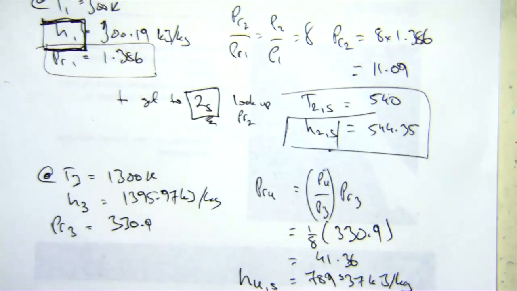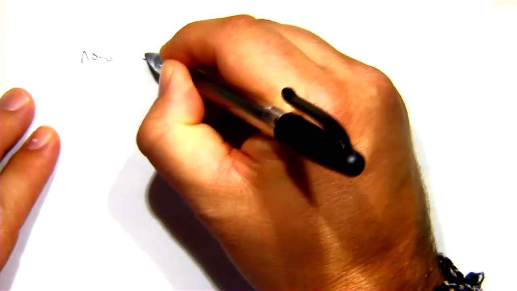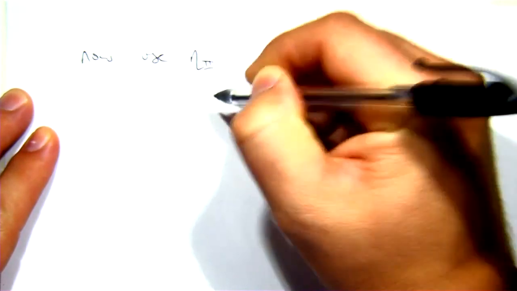If I want to get to the back work, if I want to get to anything actual, I now need to use the compressor efficiency and the turbine efficiency to get to T2A and H2A and H4A. So now use this guy.